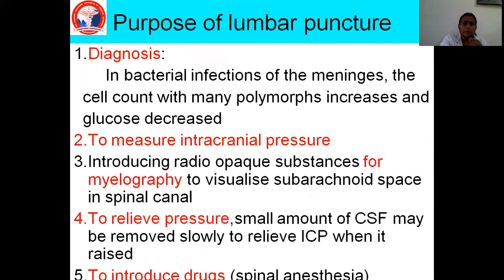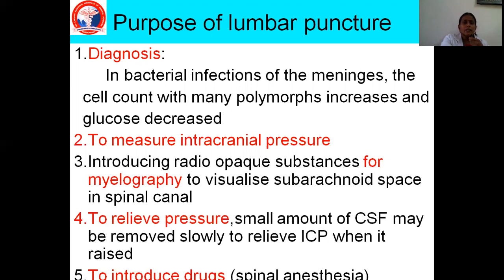atlas vertebra. So why are we collecting the lumbar CSF by lumbar puncture or cisternal puncture? The first purpose is for diagnosis. In bacterial infection of the meninges, the cell count with many polymorphs increases and glucose decreases. So mainly for the diagnostic purpose, we are collecting the CSF either by lumbar puncture or cisternal puncture.